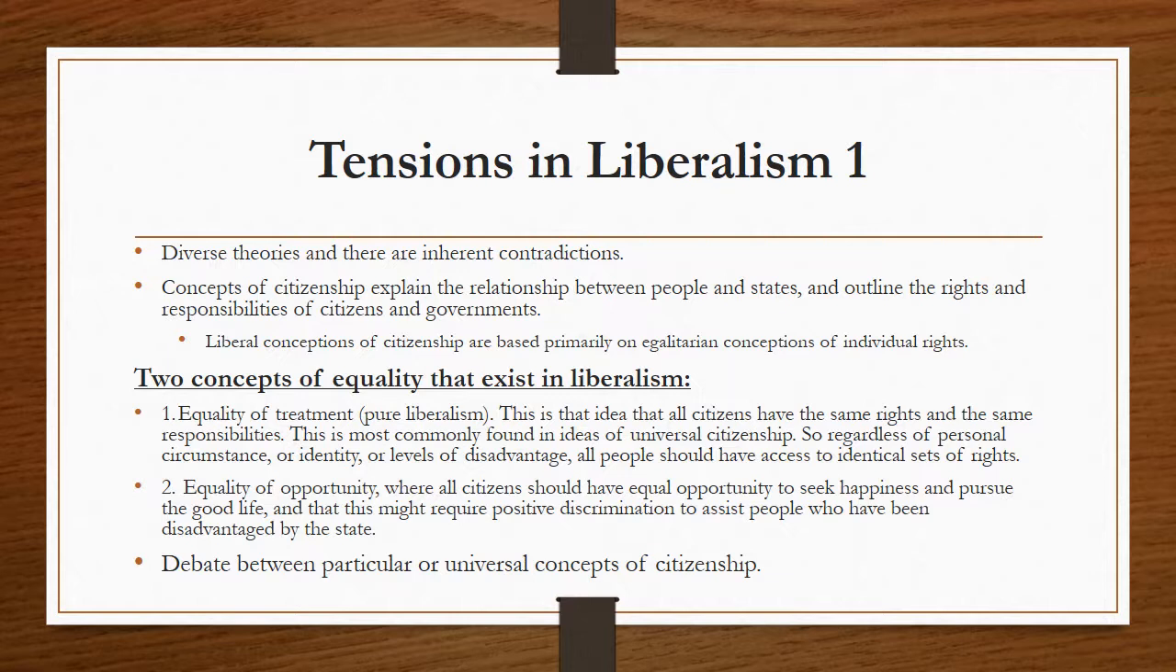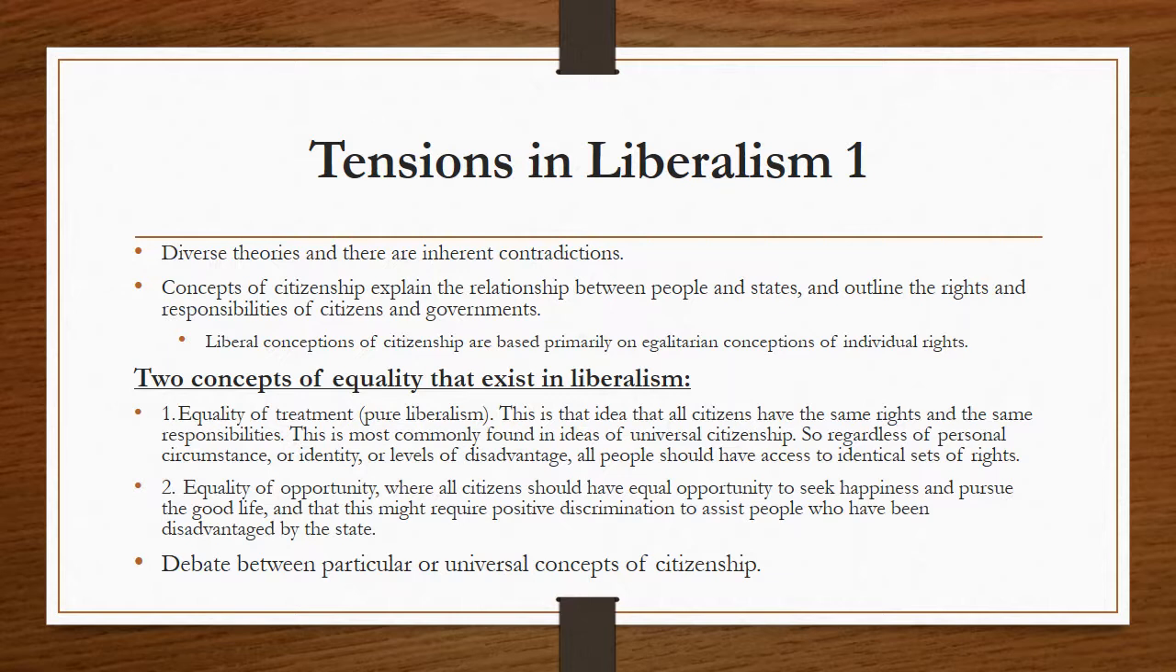So because liberalism is something that comprises a diversity of different ideologies and different theories, there are some inherent tensions within it, ways that it's not entirely as cohesive as we might be tempted to think. Liberal democratic theory relies on the concept of citizenship to explain the relationships between people and states, and to outline the rights and responsibilities of citizens and governments. Individuals are generally acknowledged to have the same rights and responsibilities because key beliefs of liberalism are individualism and equality. So what's good for the goose should also be good for the gander, so to speak.